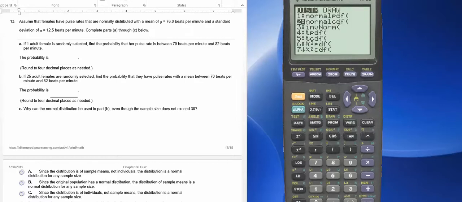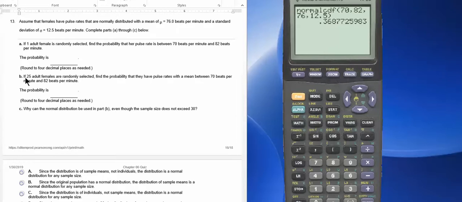second var, and I'm going to choose normal CDF, okay? One adult female, and so the probability is between 70 and 82, so I'm going to put 70, comma, 82, and then a comma, and then the mean, which is 76, comma, and then the standard deviation, which is 12.5. Oops, let's back up here and put a decimal point in there. Okay, and close the parentheses and press enter. Okay, so now that's the probability of one adult female falling between these.